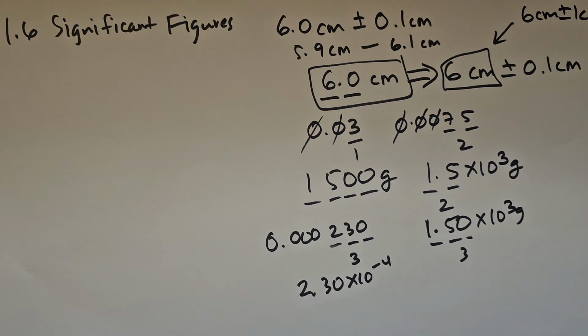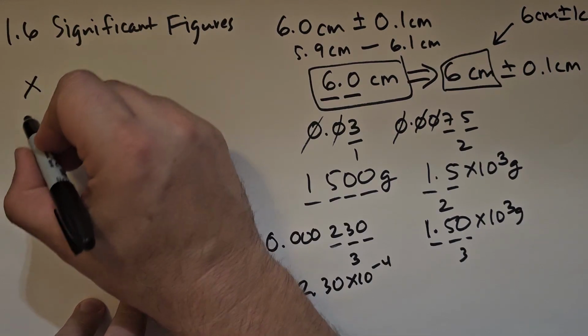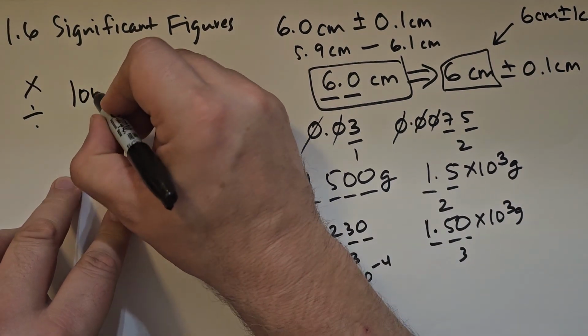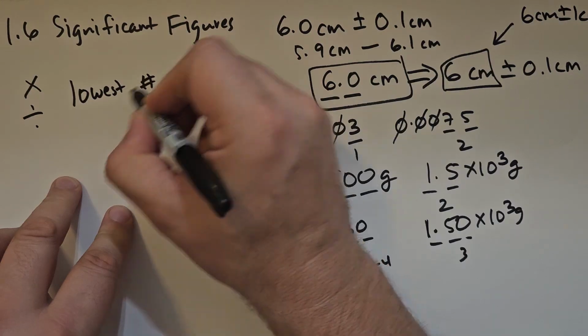Okay? Now, the question arises, what happens when we add, subtract, multiply, and divide numbers? How do we track the significant figures? Which ones do we keep? Which ones do we drop? And so the rule for multiplication and division is you keep the lowest number of significant figures.